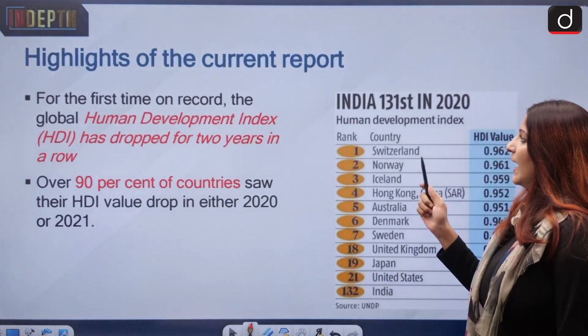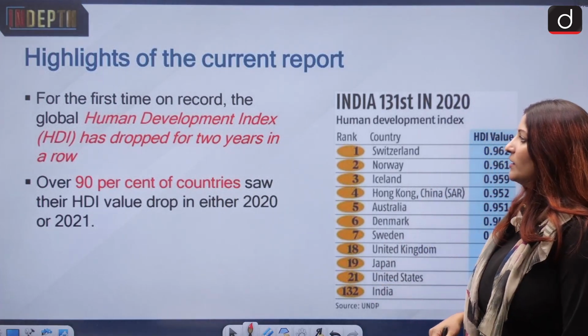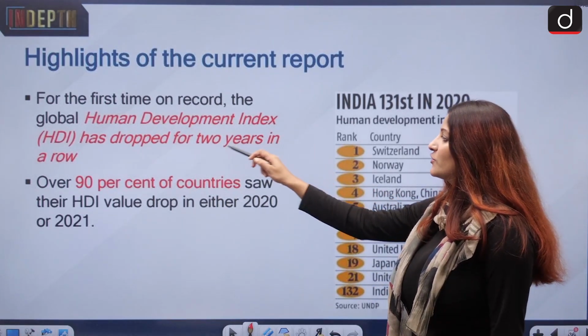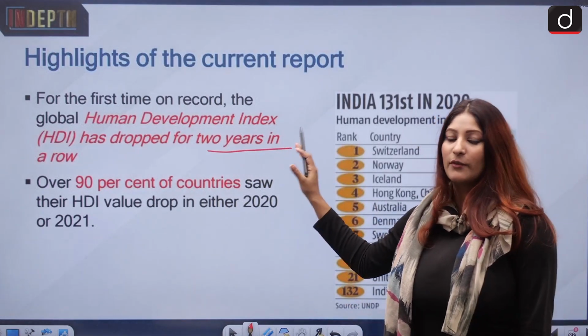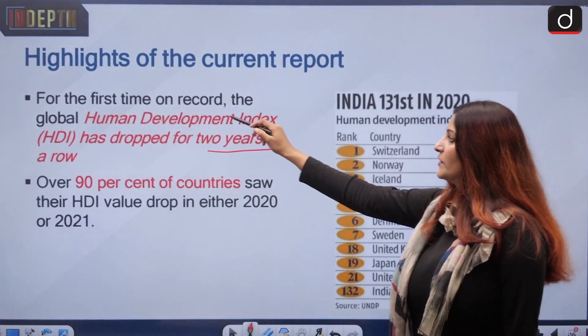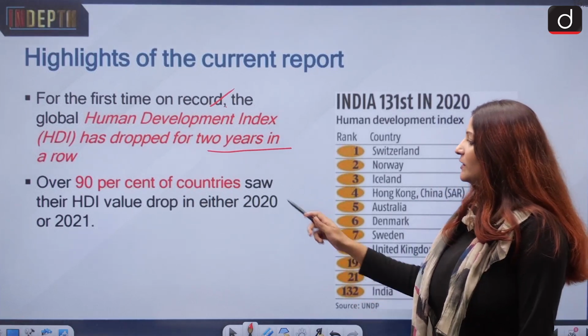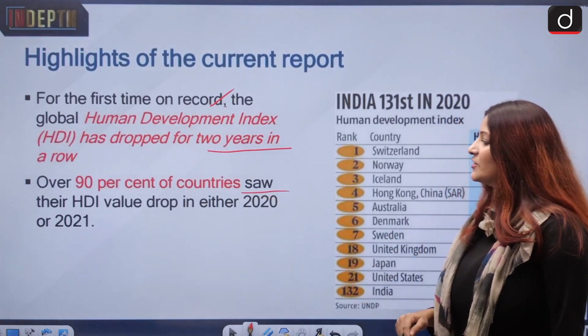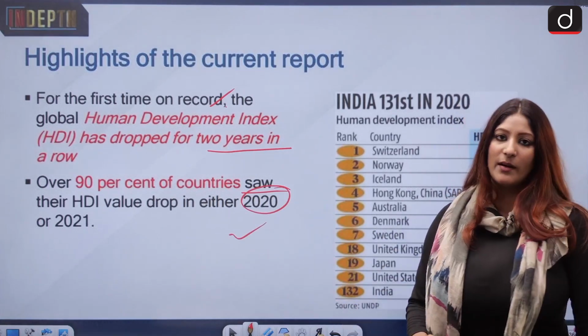Highlights of the current report, let us see that. For the first time on record, the Global Human Development Index has dropped for 2 years in a row. So remember this, for 2 years in a row, the Human Development Index has dropped, and this is for the first time on record. This can be a preliminary statement. Over 90% of the countries saw their HDI values drop in either the 2020 or 2021 report.